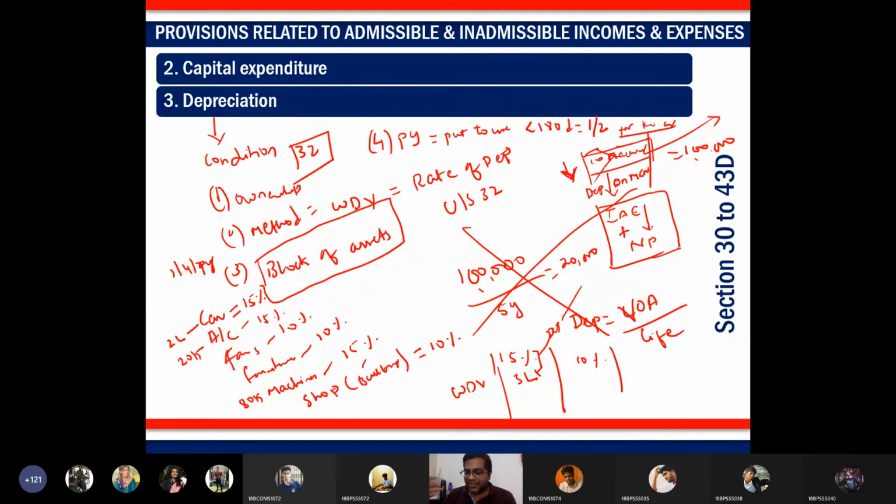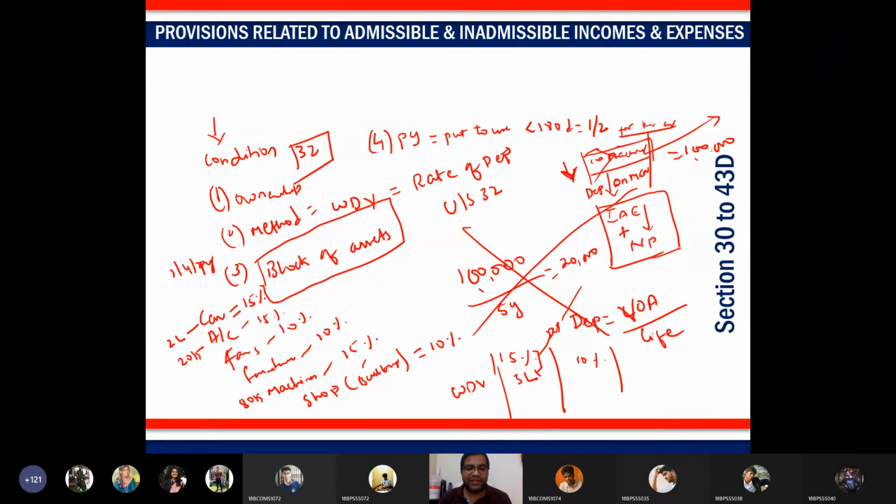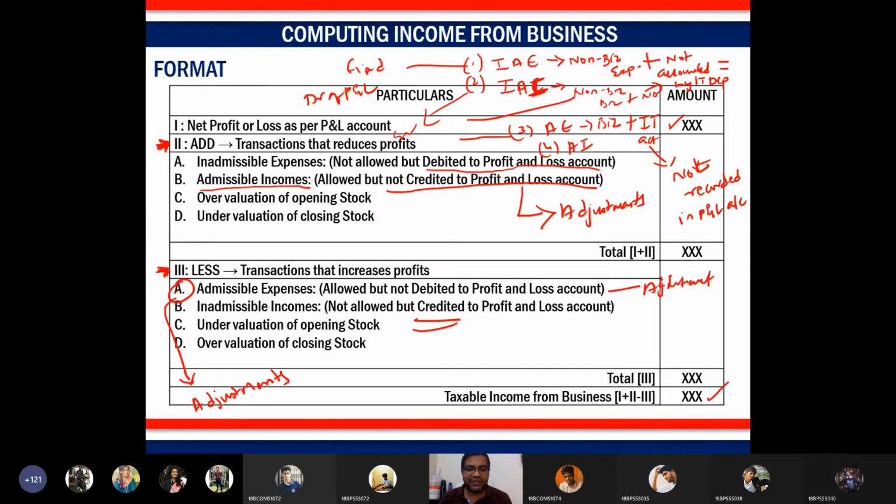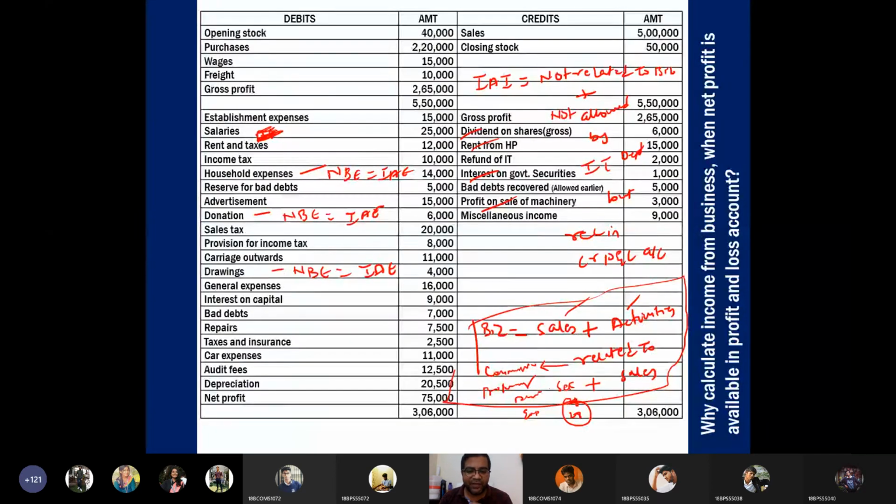But if the asset is purchased in the previous year and is put to use for more than 180 days, then we charge full depreciation. So sometimes you have to watch out for the dates, which are extremely important. Now, let me give you a small example here. Let's go to our profit and loss account.